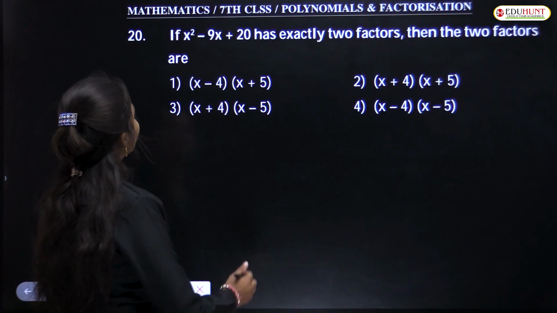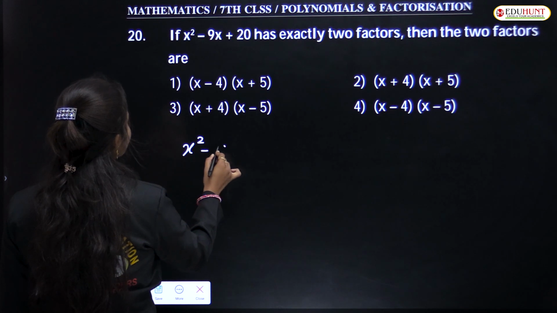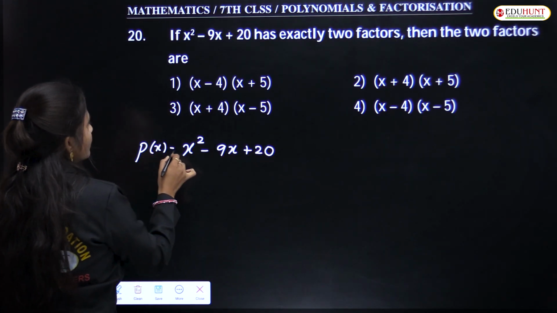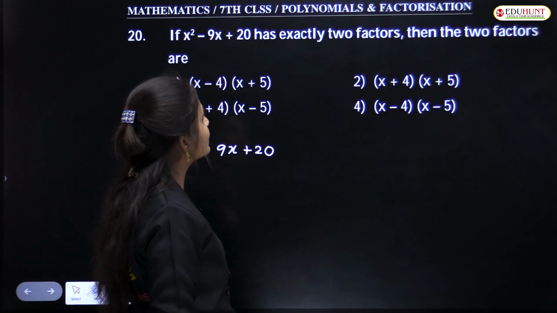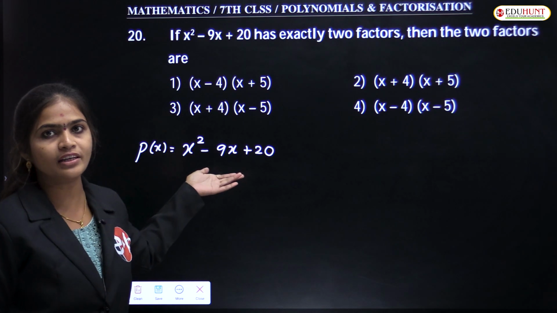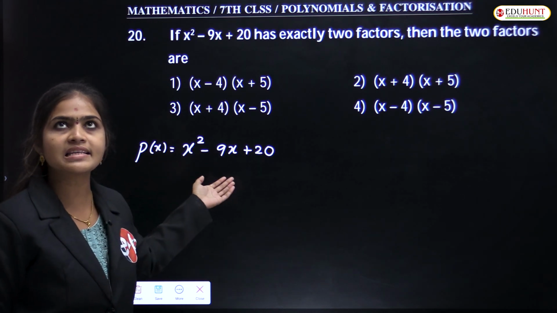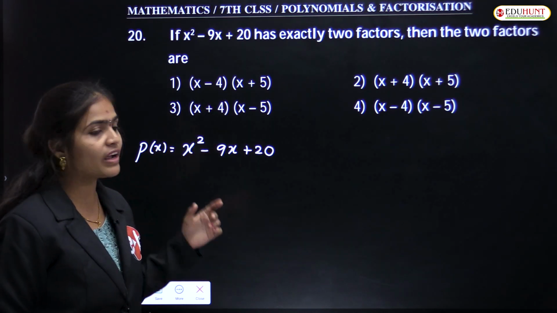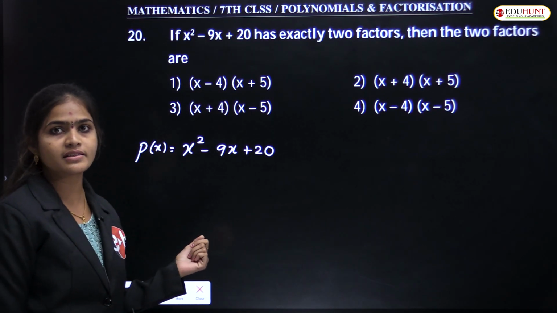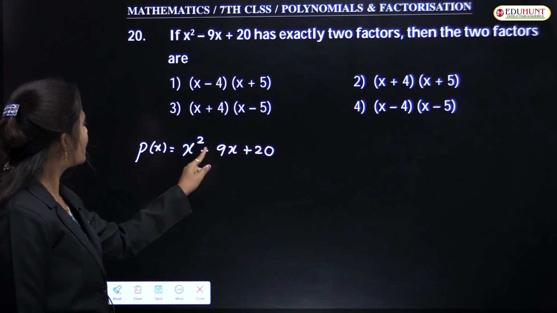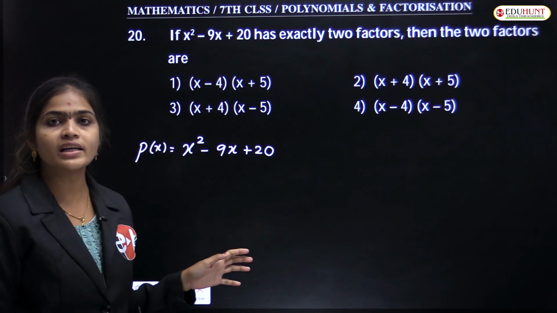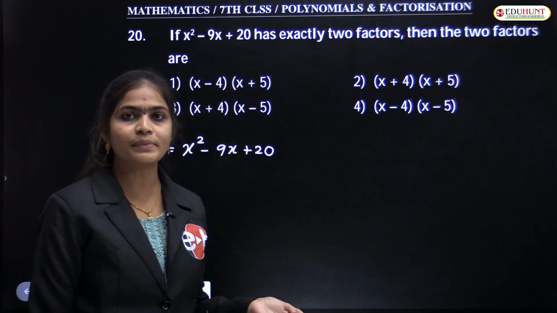Here the given polynomial x square minus 9x plus 20, this is p of x, no? So here they are saying that this is having exactly two factors. By saying the polynomial also we can say that this polynomial is having two factors. So what are the two factors they are asking? Here factors are not directly given, we need to find the factors. So first we have to observe that this is in the form of a quadratic polynomial. So quadratic polynomial, we know how to split the middle term.